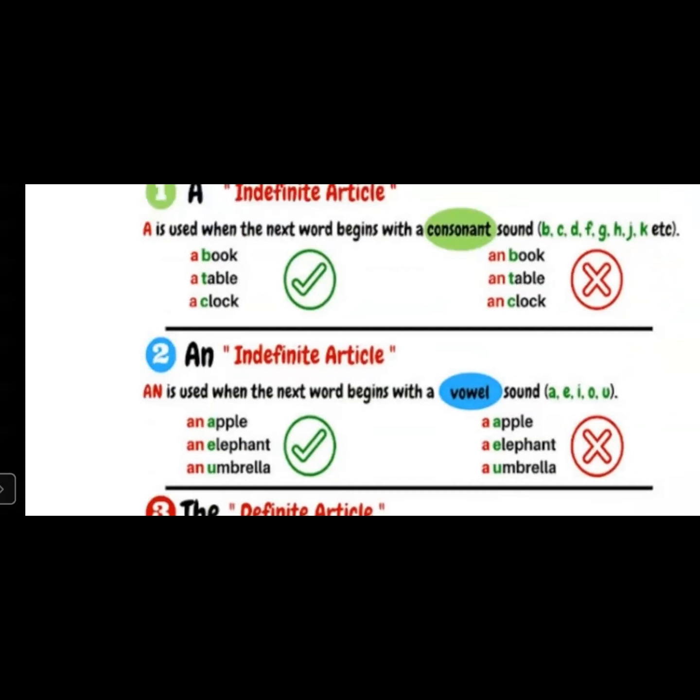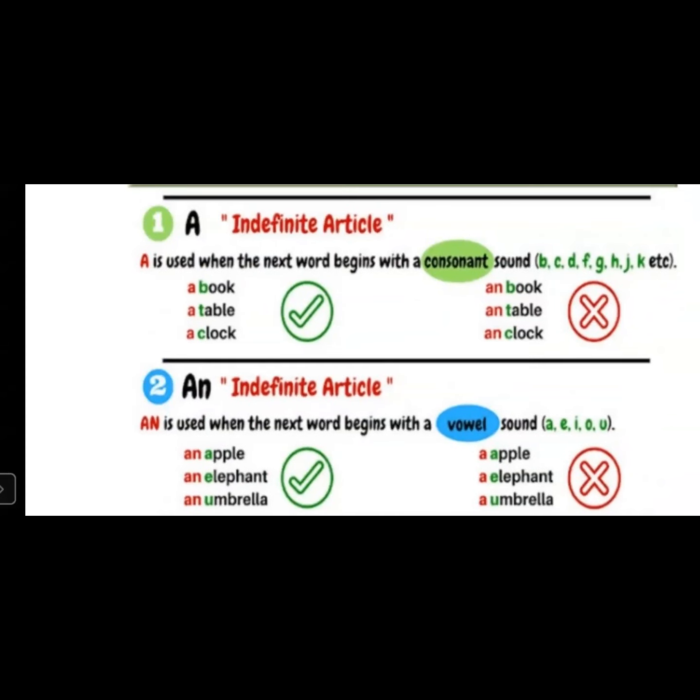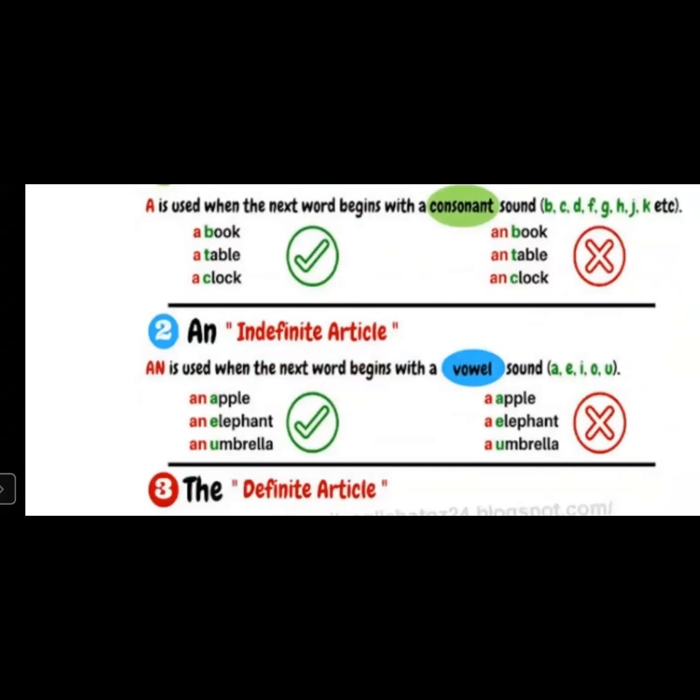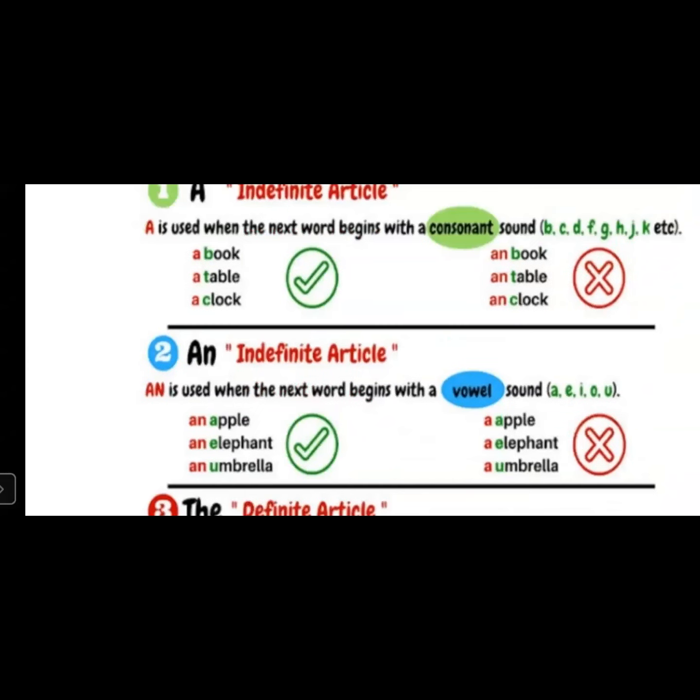Now, if I am using a with a vowel, will it make sense? No. But we know that when there is a vowel sound, we have to use an. But with some vowels, we don't use an. For example, universe. When the word is universe, with the vowel U, we are not saying an universe. What we say is a universe. Why? Because it starts with a consonant sound.